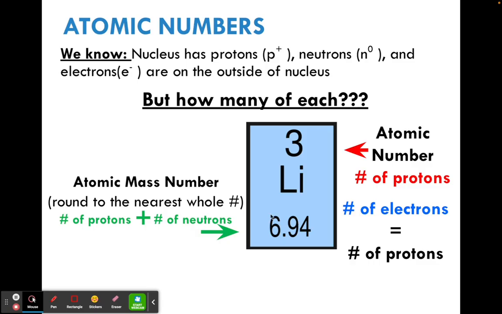So if this is rounded to 7, that means the number of protons plus the number of neutrons is equal to 7. But we already know from the atomic number that you have 3 protons. So if protons and neutrons equal 7, you just subtract the number of protons, and what you're left with is the number of neutrons. So you can figure out the number of neutrons by subtracting the atomic number from the rounded value of the atomic mass number, which for lithium is 7. So 7 minus 3 gives you 4. So lithium typically has 4 neutrons in its nucleus.